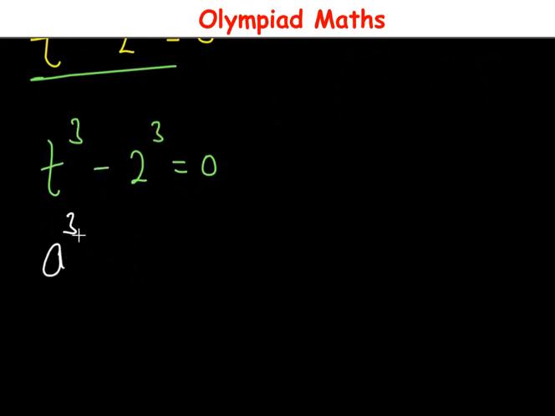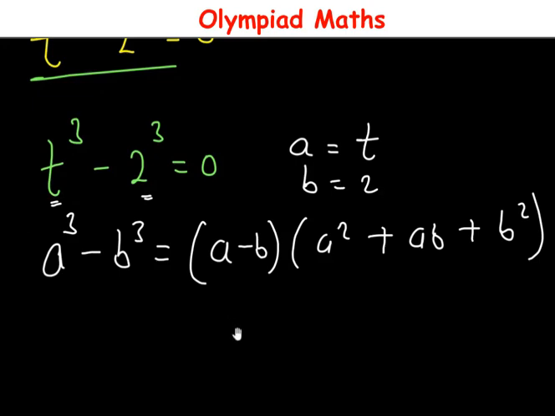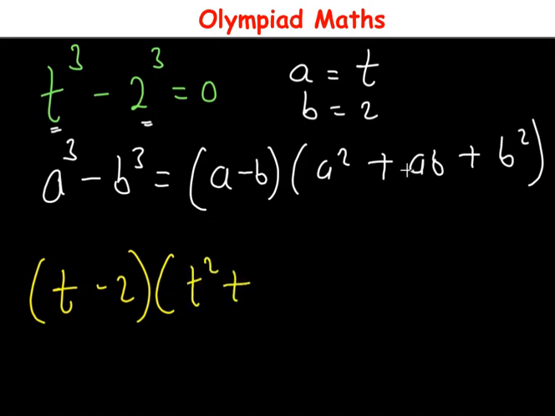If you have a raised to power 3 minus b raised to power 3, this is equal to, in brackets, a minus b multiplied by a squared plus ab plus b squared. In this case, the value of a is equal to t, while the value of b is equal to 2. So, expanding this, what we have is, in brackets, t minus 2 multiplied by t squared plus t times 2 plus 2 squared, all is equal to 0.